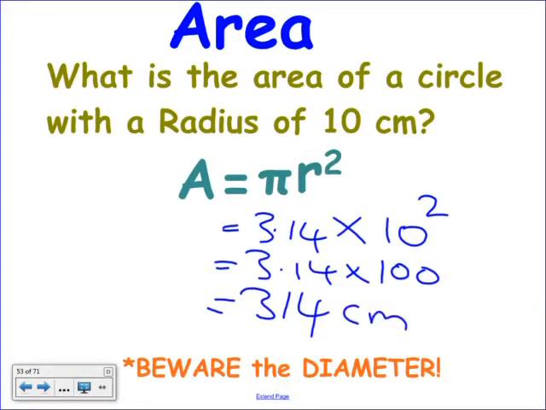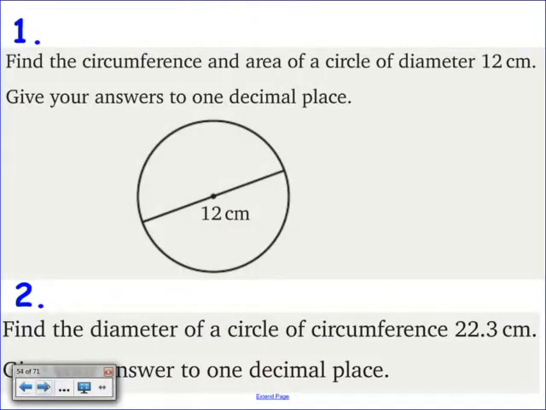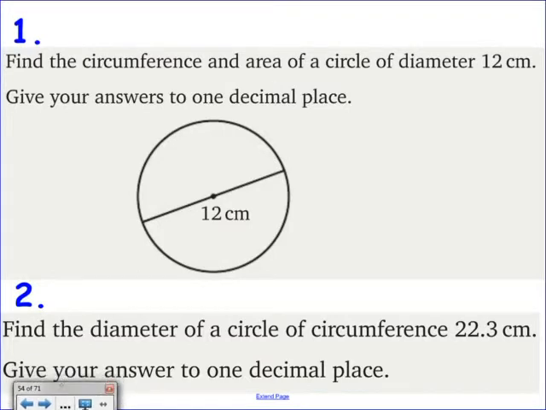And what else? Because it's area squared. And we'll come on to that in a couple of weeks. Okay? So here's 2 questions for you. Last questions of the day, just about. Okay? Find the circumference and area of that circle.